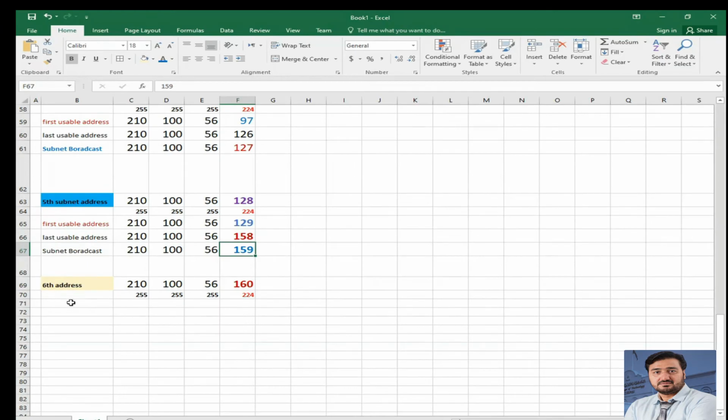Now sixth, the last one. So six is our last one. Here, six subnet. What is the first usable address here? Tell me, please. What is the first usable address?